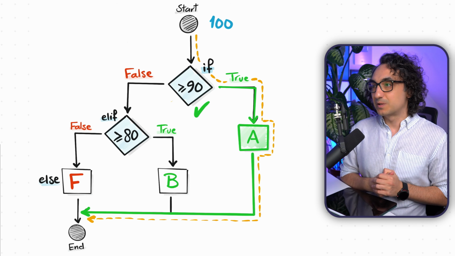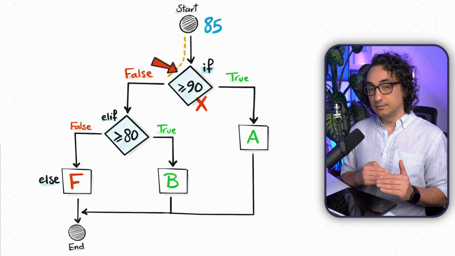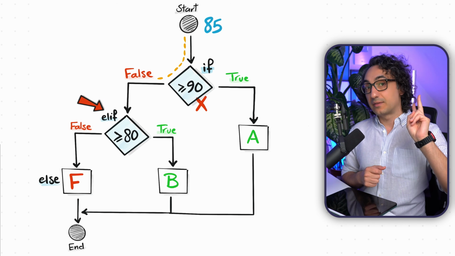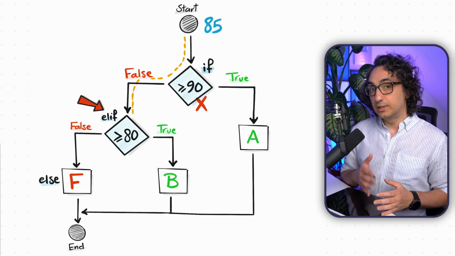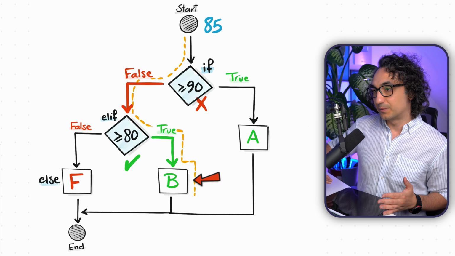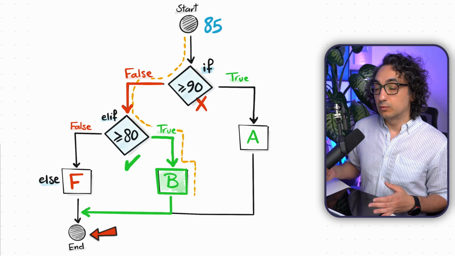Now let's have another score. We have 85. So Python is going to go to the first condition. It's going to fail because it is less than 90. And now Python has to go and ask the second question. Is 85 greater or equal to 80? Well, it is true. And now Python is going to go to the right side and assign B to the student. And as well, it's going to go immediately to the end.